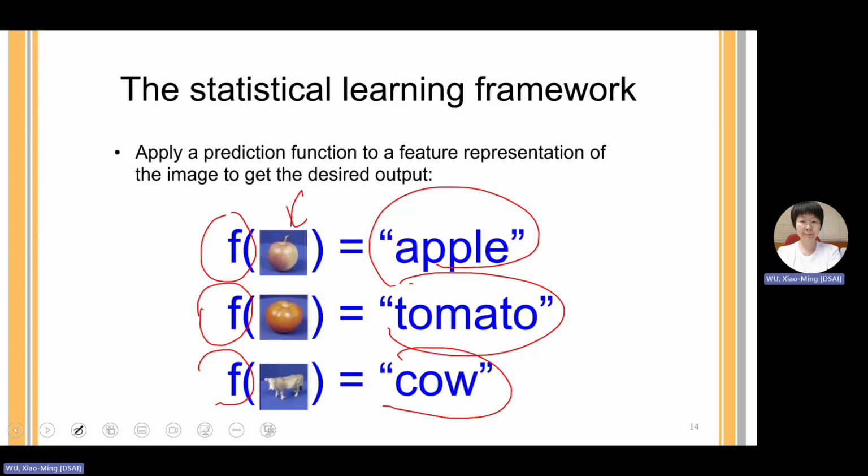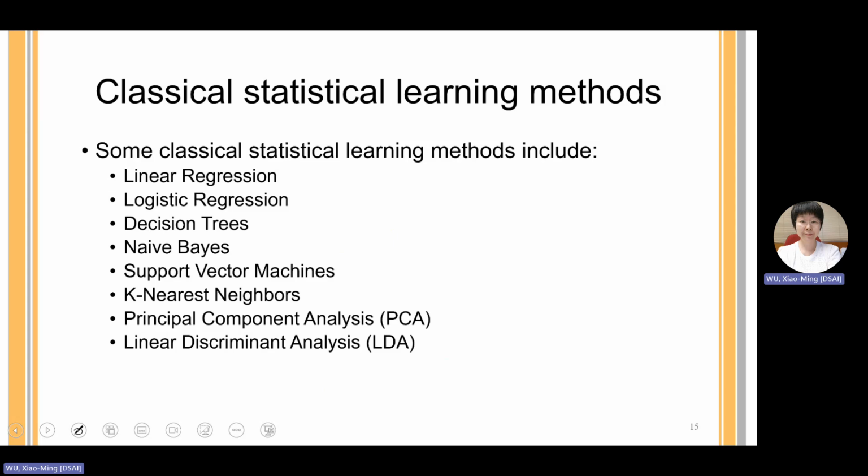Well, in the deep learning pipeline, what are the functions F? In the deep learning pipeline, the function F can be a CNN network, right? It could also be a transformer, a visual transformer, ViT. Okay, but let's start from some simple classifiers.